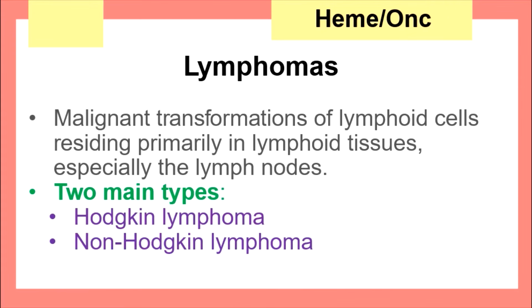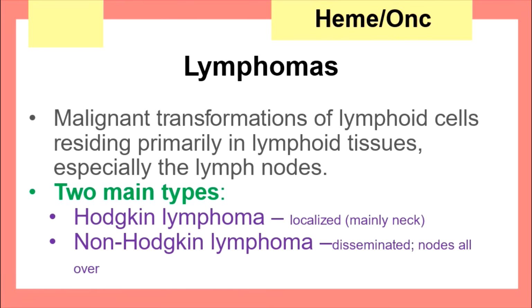All right, now to talk about lymphomas. These are malignant transformations of lymphoid cells residing primarily in lymphoid tissues, especially the lymph nodes, and there are two main types, Hodgkin and non-Hodgkin lymphoma. Here's a little bit of difference about the two. Hodgkin lymphoma is localized mainly in the neck, and non-Hodgkin lymphoma is disseminated. We see nodes all over the place.